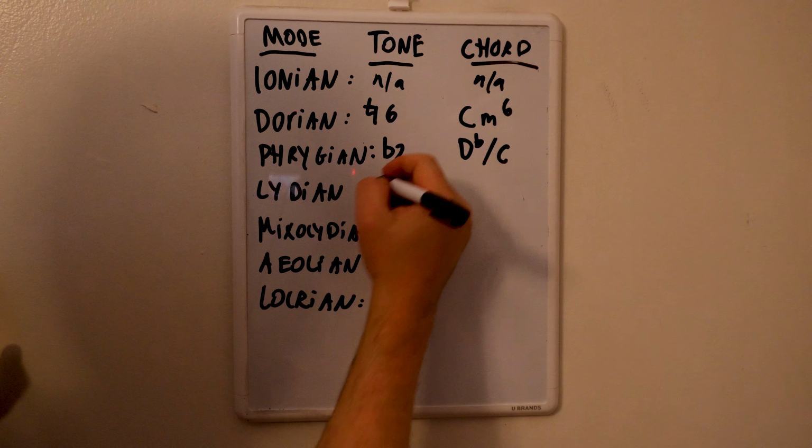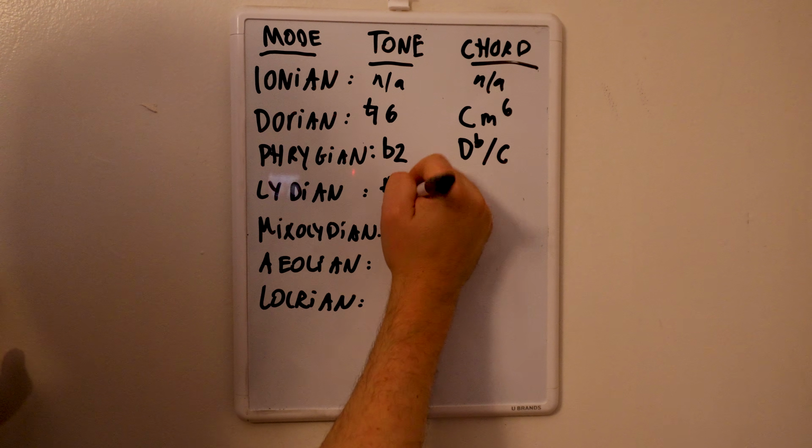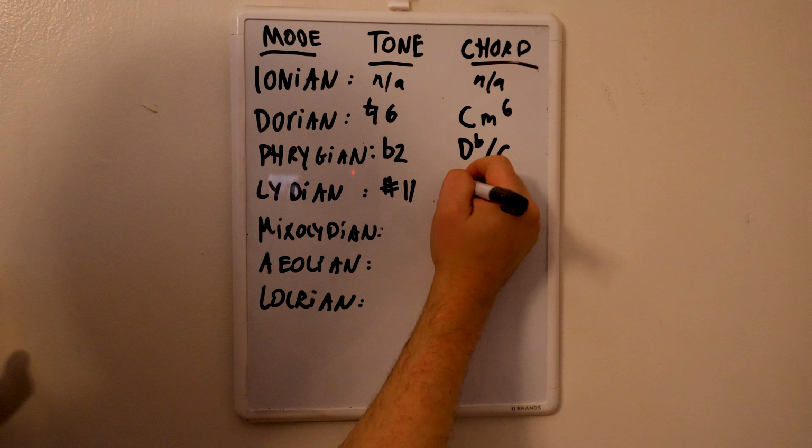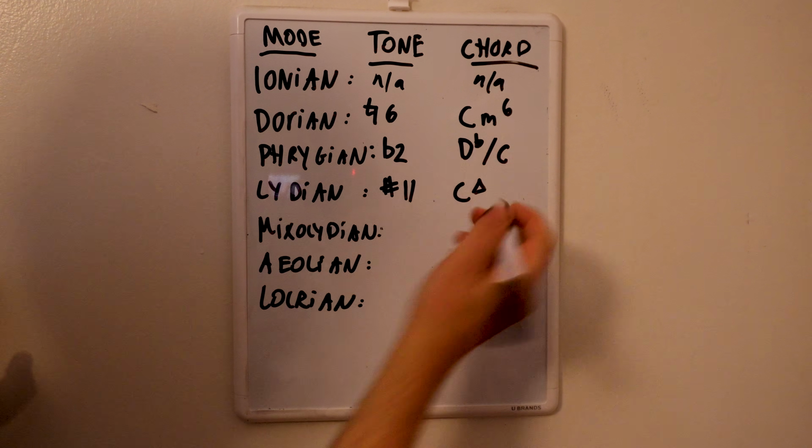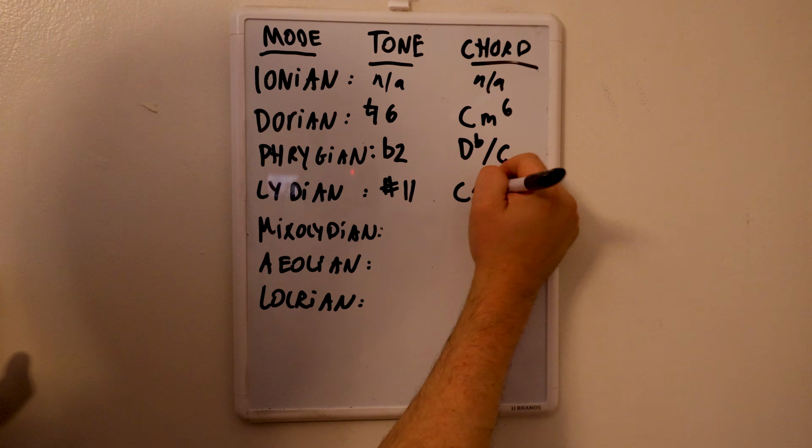Lydian is sharp 11. And we're going to call it C major 7 with the triangle here. Sharp 11.